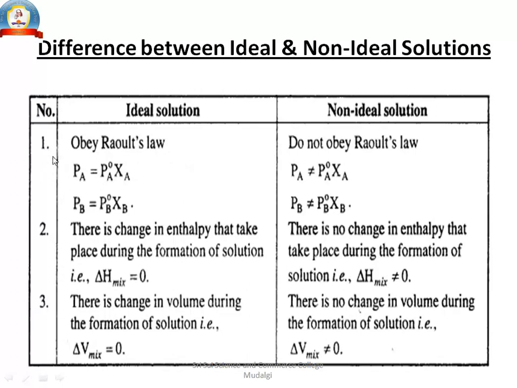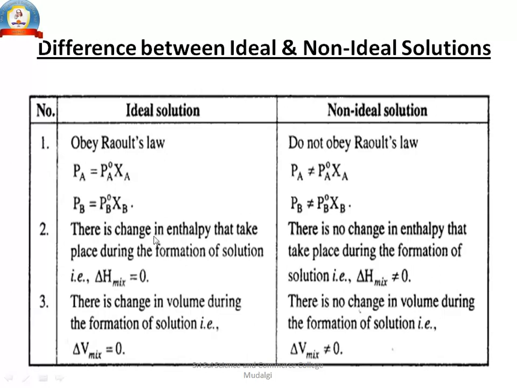So the expression for Raoult's law is Pa is equal to P naught A into mole fraction of A. Pb is equal to P naught B into mole fraction of B. So hence it is said to be obeying Raoult's law. But for non-ideal solution, it does not obey Raoult's law. So Pa is not equal to P naught A into mole fraction A, and Pb is also not equal to P naught B into mole fraction of B.